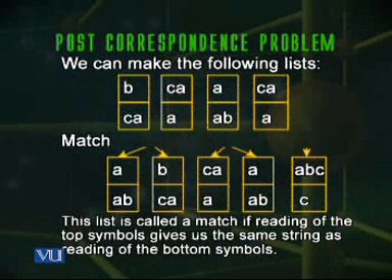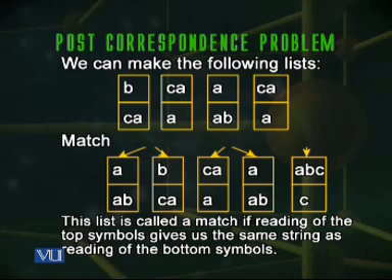The second list consists of the domino A, which has A on top and AB on the bottom. The second domino has B on the top and CA on the bottom. The third domino has CA on top and A on the bottom. The fourth domino has A on top and AB on the bottom. The fifth and the last domino has ABC on the top and C on the bottom.